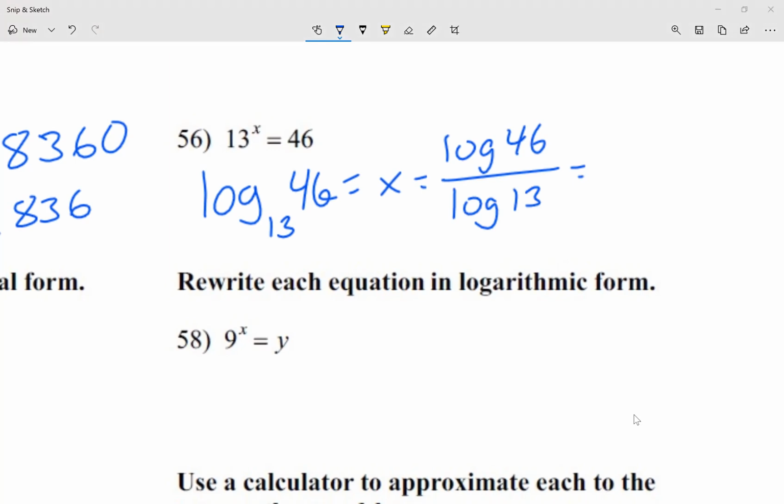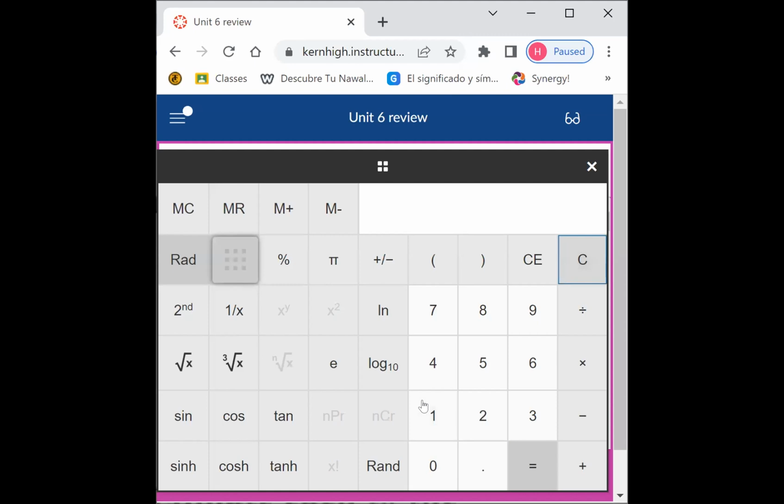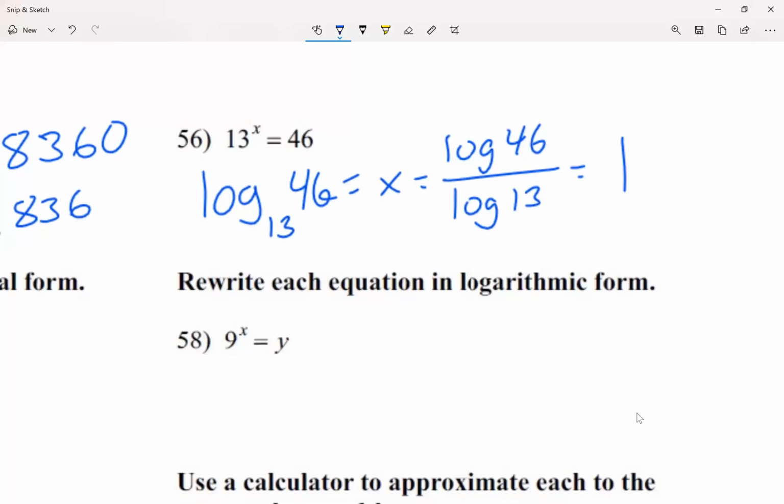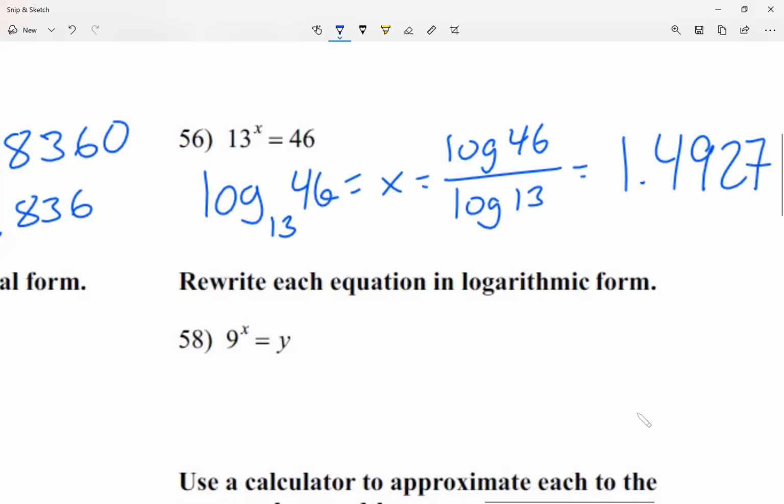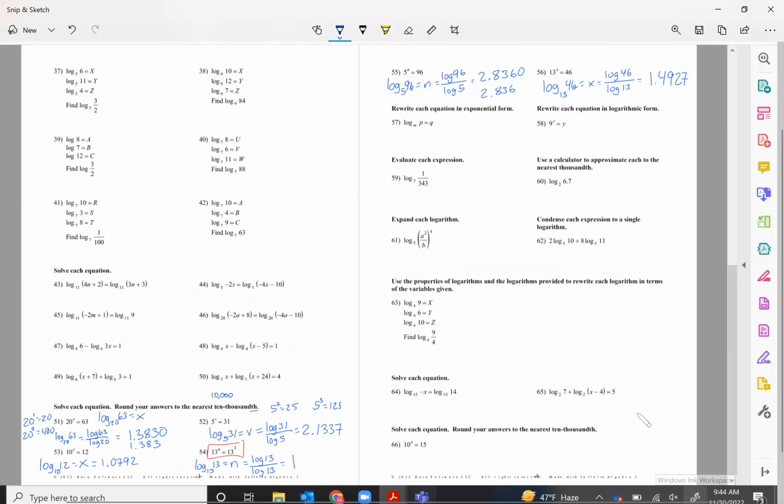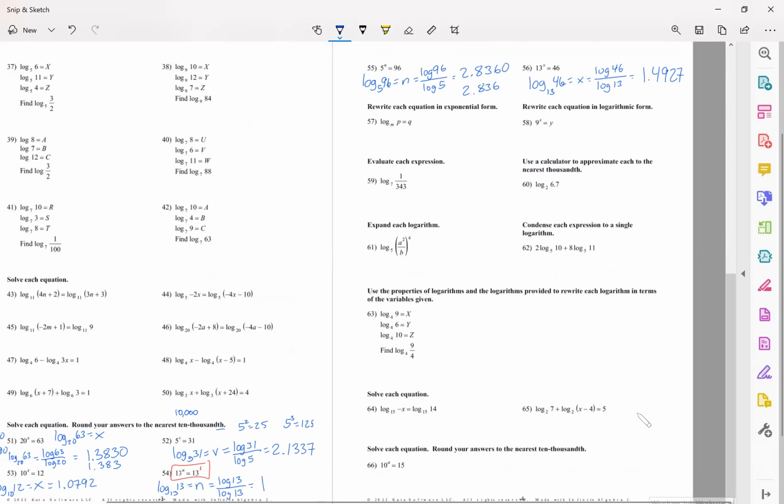Let me get my calculator out. So log of 46 divided by log of 13. I expected my answer between 1 and 2, so 1 point something. So it makes sense. 1.4927. Remember, I'm rounding to 4 decimal places. So 1.4927. Okay, let me zoom out. We did questions 51 through 56. There you go.